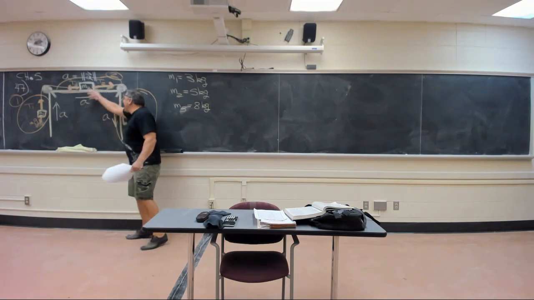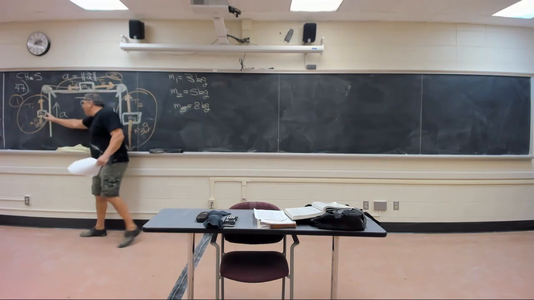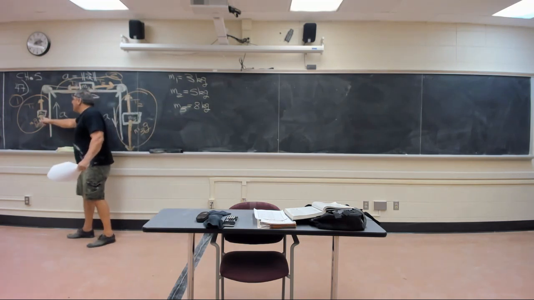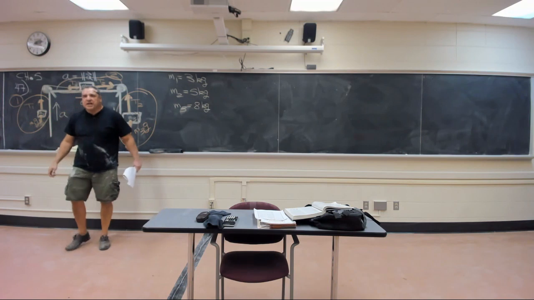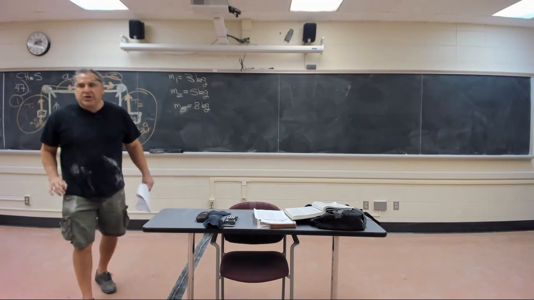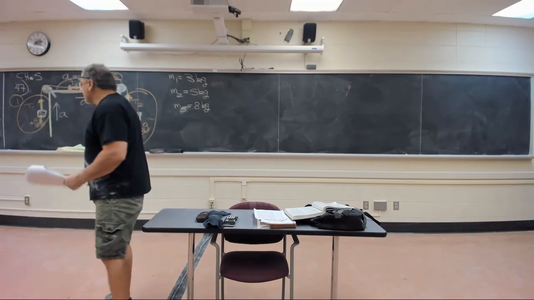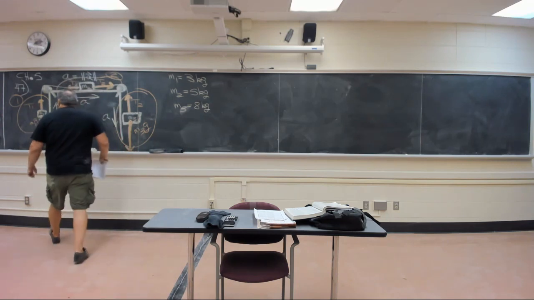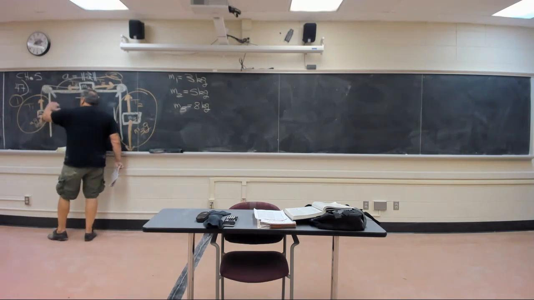I want this guy falling, I want this guy following both of those guys, so T1 better be bigger than M1G. T1 better be bigger than M1G for that to all happen.